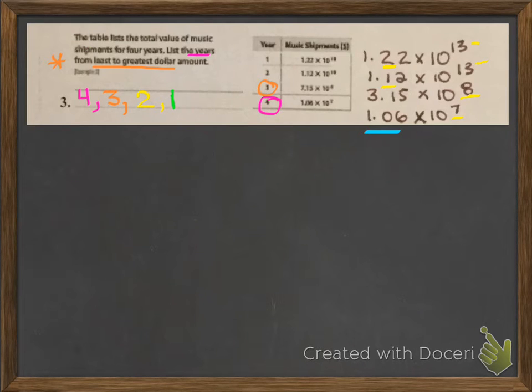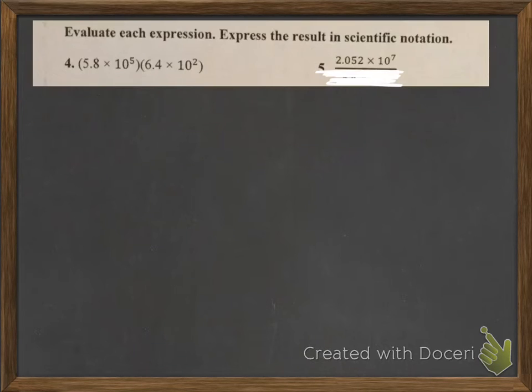So year 2 will go next, and then year 1 will go last because it is the greatest number. So that's it for that problem. Now we can go. All right. So I just scribble out the other problems so that we're not distracted by it.